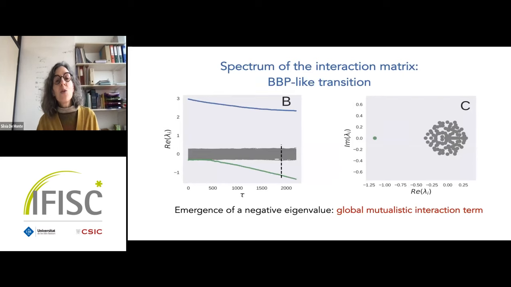Another way to see this is to look at the spectrum of this interaction matrix. So we start here with all but one eigenvalue being part of a circle in the complex plane, and one isolated eigenvalue that is the average mu. As the generations pass, what we observe is that at a certain point another isolated eigenvalue comes out of the spectrum. And if you cut this picture here and plotted this in the complex plane, what you would see is that basically at the end of evolution, you end up having a structure that is very similar to the initial structure of the matrix, but where you have this rank one perturbation that provides basically a global mutualistic interaction term.